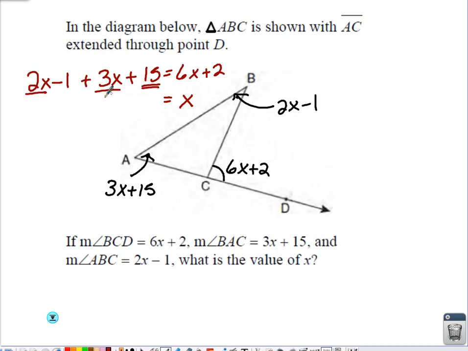Let's move all of our numbers to the left. I have 15 minus 1 over here already. That's 14. When I move plus 2 over, I do minus 2, which gives me 12. So x is 12. We plug all those in. That gives me 36 and 15 is 51 degrees. 24 minus 1 is 23 degrees. And that makes us 72 and 2 is 74 degrees.